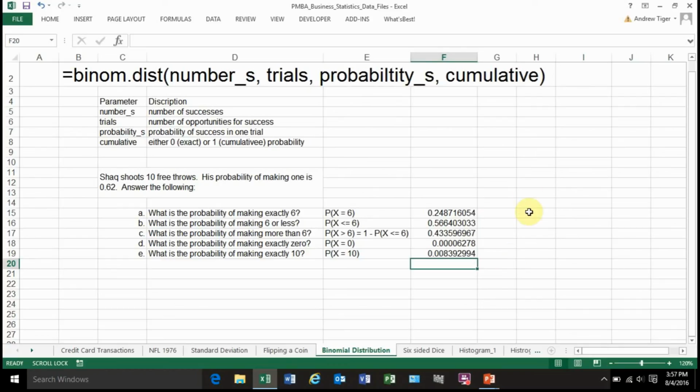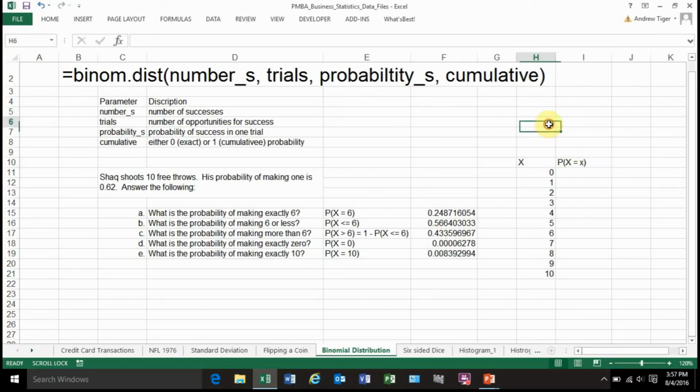Okay, let me show you one other thing. Let's list all of the outcomes of X, 0, 1, 2, 3. Let's list these all the way out to 10. Here are all the possibilities. If you shoot 10 free throws, you can make none, you can make 1. Let's calculate the exact probability.